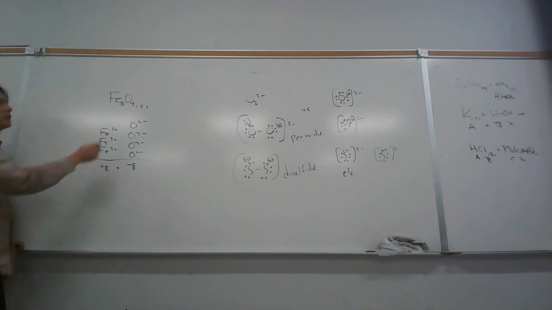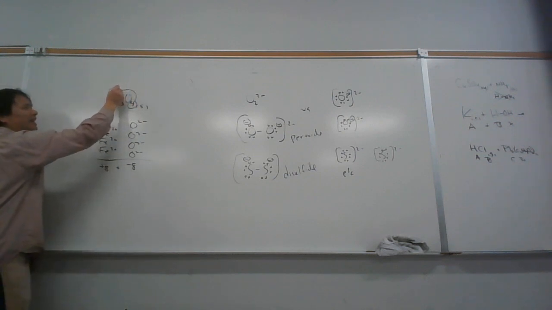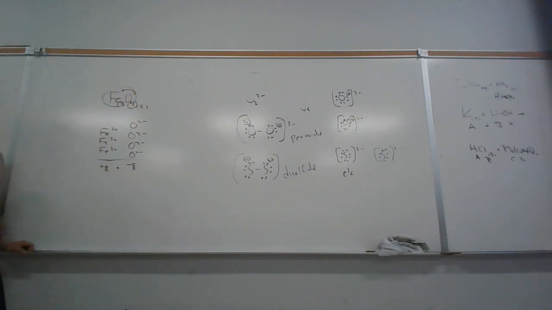This is where the little trick doesn't work. Remember the little trick here? Iron +4, oxide -3. Oxide's not -3. The little trick doesn't work. It's a little rule. Violations of that. So that's not going to work.